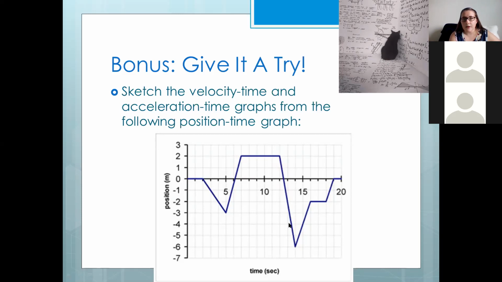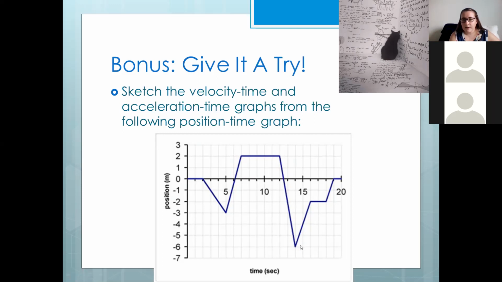The next part of our graph is a big negative slope. So we're going from a position of 2 to a position of -6, and that's a difference of 8. And we're doing that in 1, 2 seconds. So the slope of this part of the curve is -4. Okay. So on your velocity graph, you draw a flat line at -4 from 12 until 14 seconds.